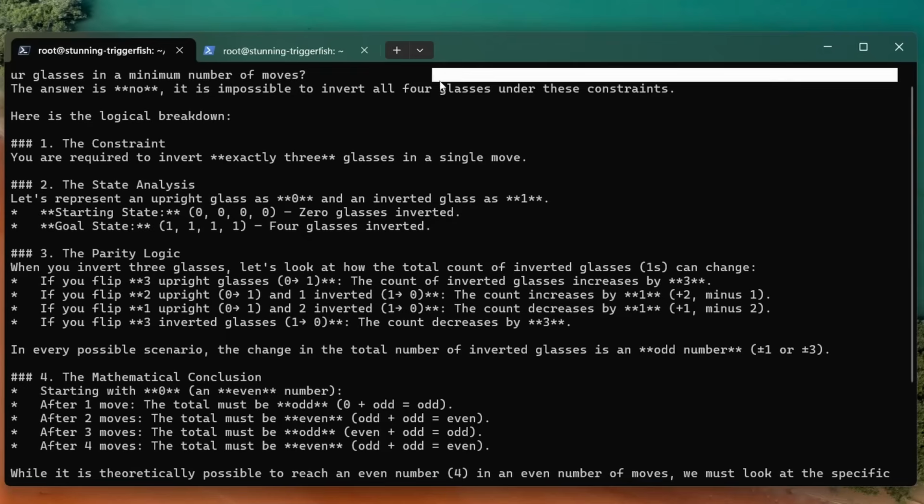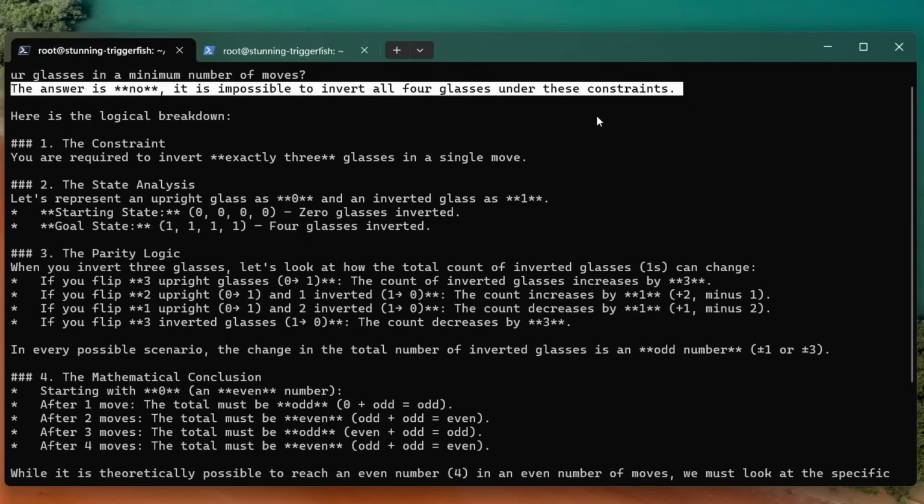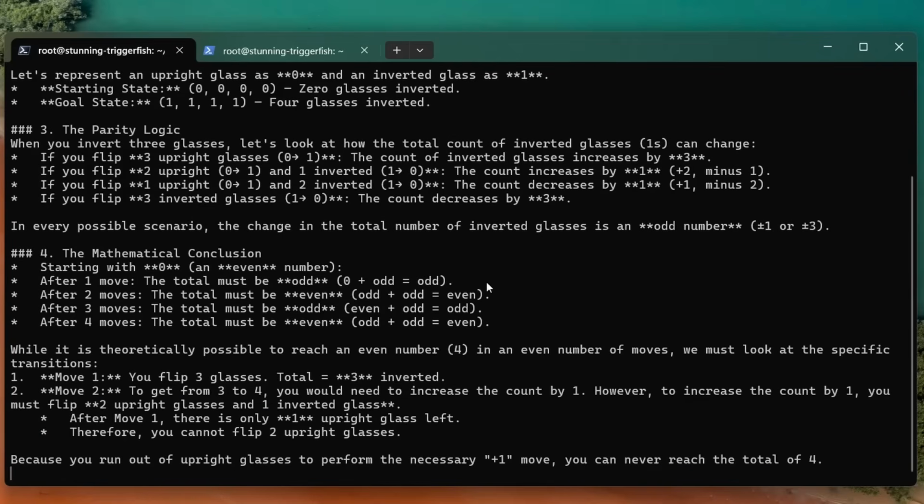The answer is no, it is not possible to invert all 4 glasses under these constraints. Well, you can do it in 4 moves. So it does get some things wrong. Now, what's interesting is that the normal 26 billion parameter Gemma 4 model can actually answer that question. And I think a lot of it's to do with the thinking process.